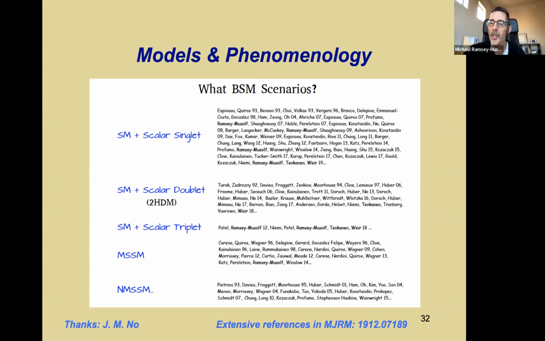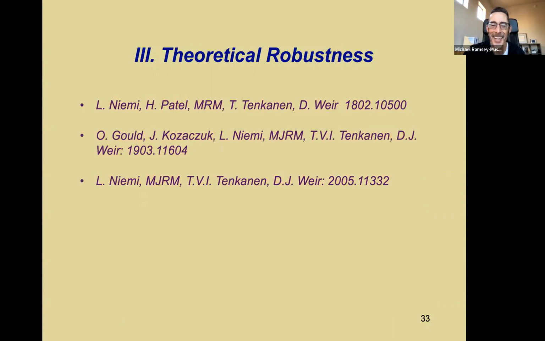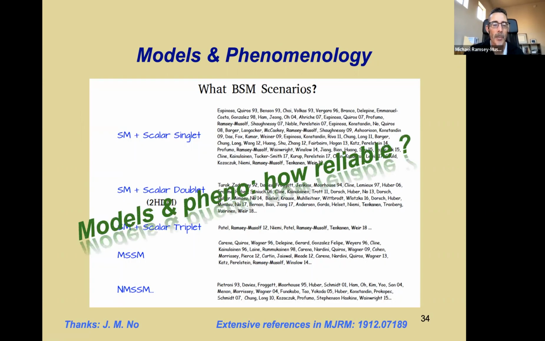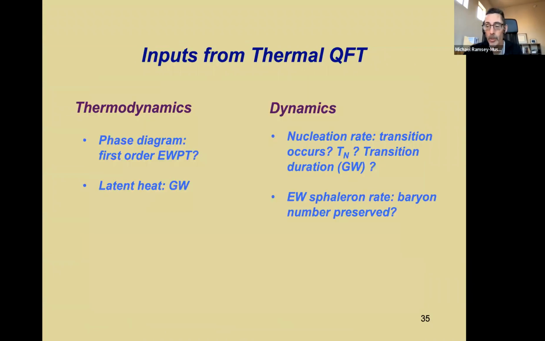So now I want to raise the question, why should you believe any of it? Okay, and that goes to this question of theoretical robustness. And here I'm going to draw primarily on 3 papers in the last couple of years to address this question. So for the models in phenomenology, the question we really need to ask if we're going to confront experiment is how reliable is the theory? And so why is this a worry? I'll come to it in a minute.